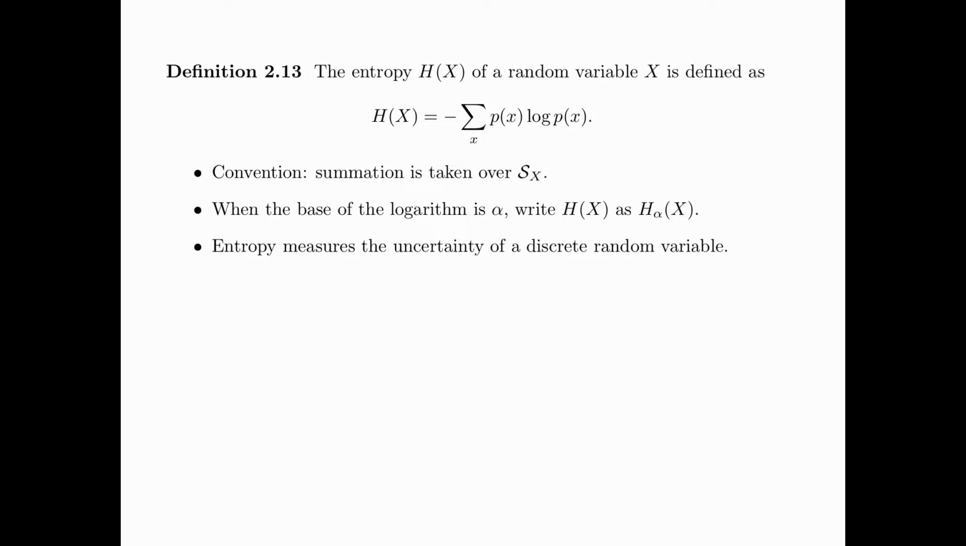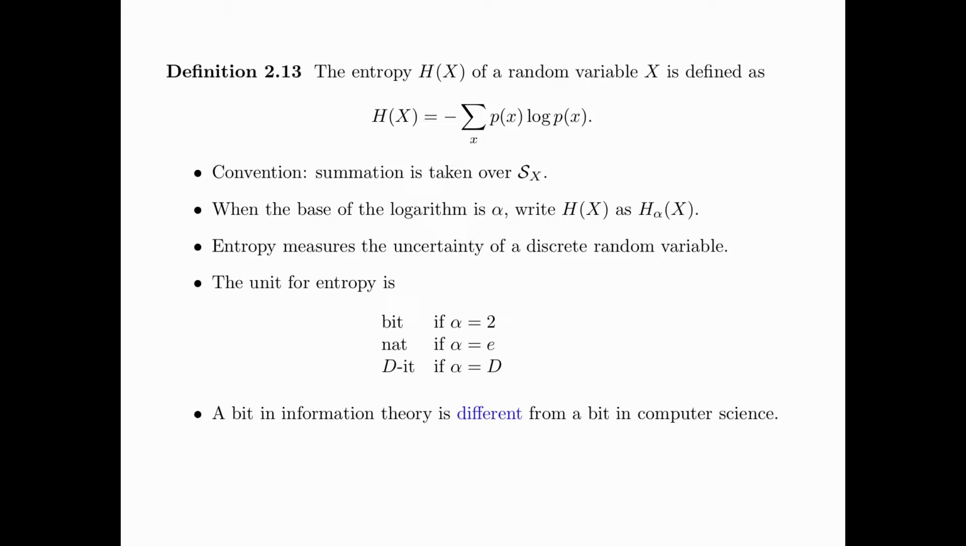Entropy measures the uncertainty of a discrete random variable. We are going to explain this later in the course. The unit for entropy is the bit if alpha is equal to 2, the nat if alpha is equal to e, where e is the base of the natural logarithm, and the dit if alpha is equal to D for some positive integer D. Note that the notion of a bit in information theory is very different from the notion of a bit in computer science.